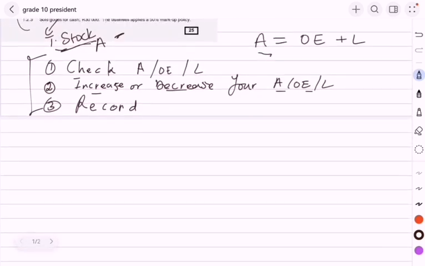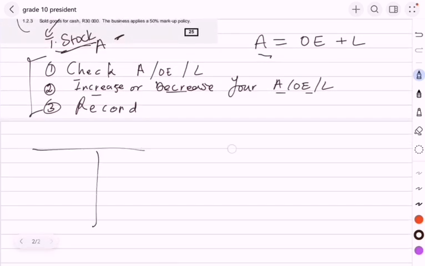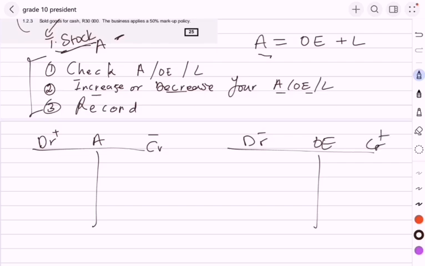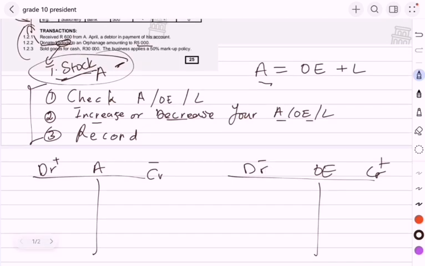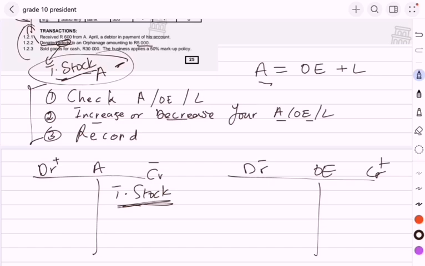So now you write your two beautiful T accounts because now you have an owner's equity that is going to be affected. You also have an asset that is going to be affected. Debit plus, credit minus. Debit minus, credit plus. Perfect. Now, on which side does your asset decrease? Of course, on the credit side. So meaning trading stock is going to be credited because your stock is leaving the business.